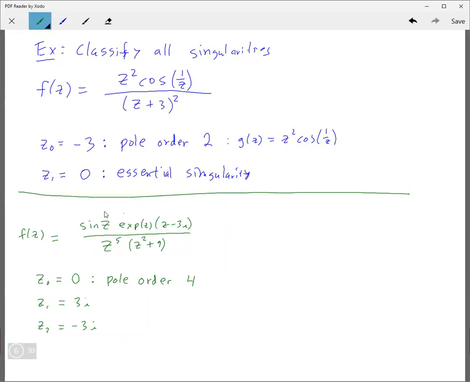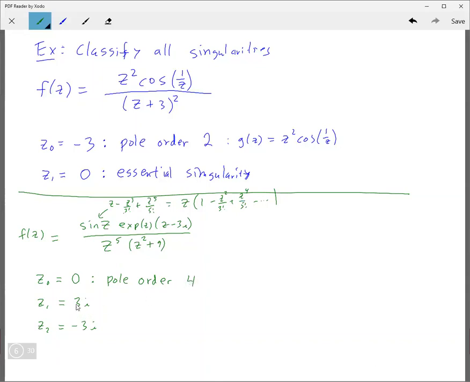Okay, and that's because sine z is z minus z cubed over 3 factorial and so on, right? Which you could factor a z out like that. And this z would cancel, would reduce one of those z's. We reduce this z down to z to the 4th. Okay, so that's order 4.